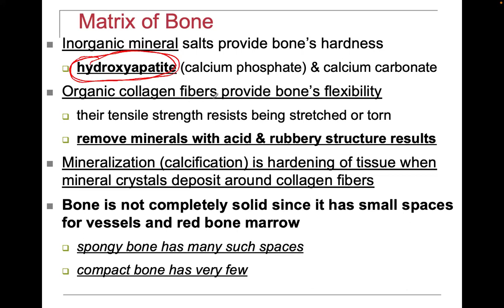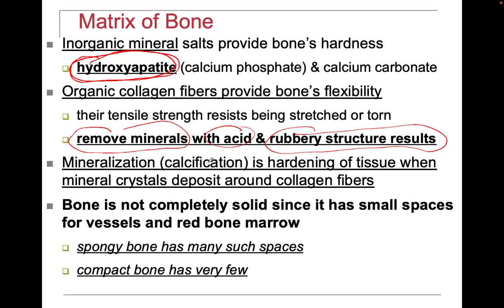Okay. The organic components, such as the collagen fibers, provide some of the flexibility of the bone. They give a little bit of tensile strength, but there's a little bit of give there. And you have to be careful in terms of the pH, because if it becomes too acidic, you can remove the minerals with an acid, and then you're left with a rubbery, soft structure.